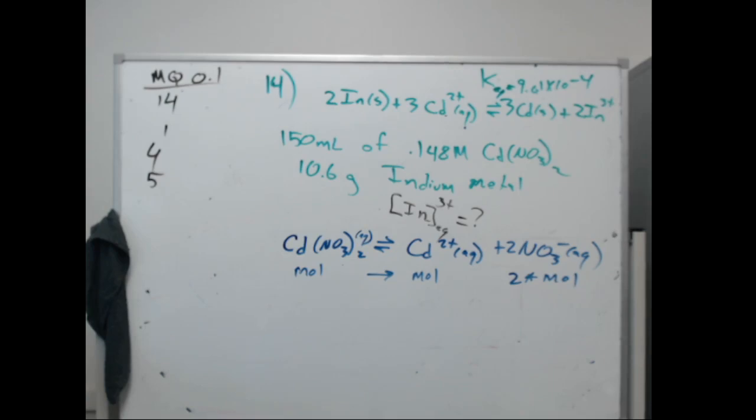So we're not concerned that there are 2 moles of nitrate on the right because we're not looking at it. It's a spectator. Now, technically, we do have to be a little bit careful when we're doing this chemically speaking.